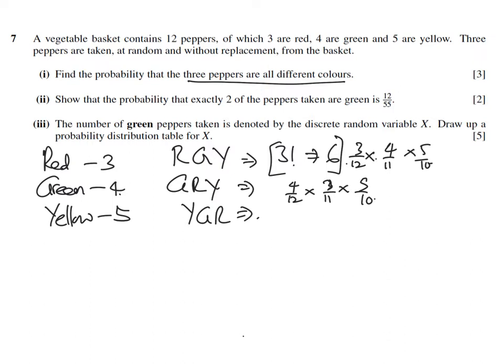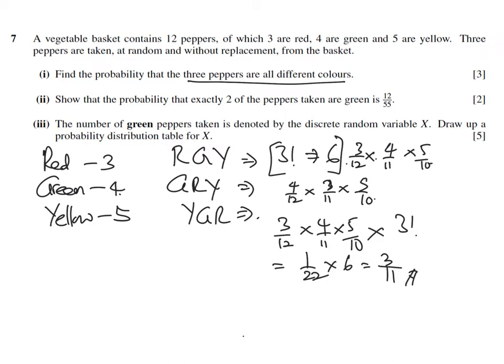If we look at it, it's all the same: 4, 3, 5, 3, 4, 5. It's just the order that is different. So we have 6 different orders, RGY, GRY and so on. So what I can do is take 3 over 12 times 4 over 11 times 5 over 10 times 3 factorial and work your answer from here. The answer is 1 over 22 times 6. And the answer is 3 over 11.